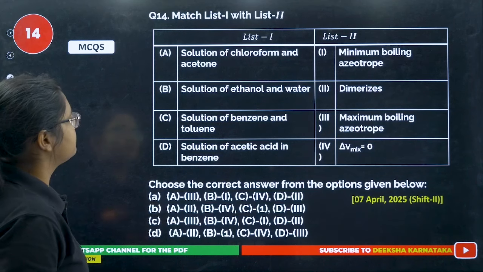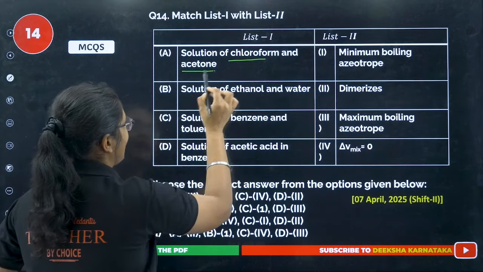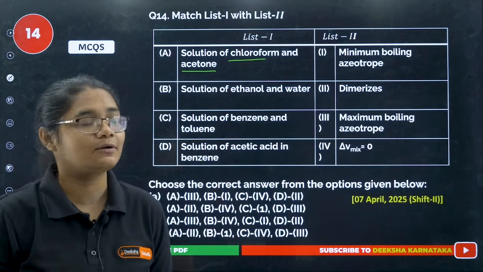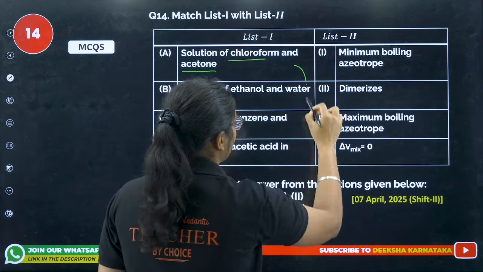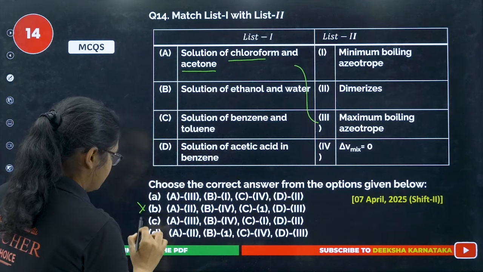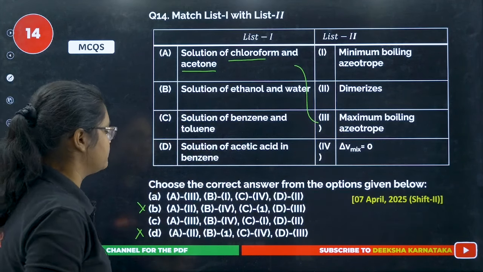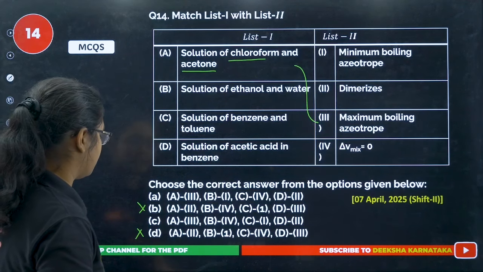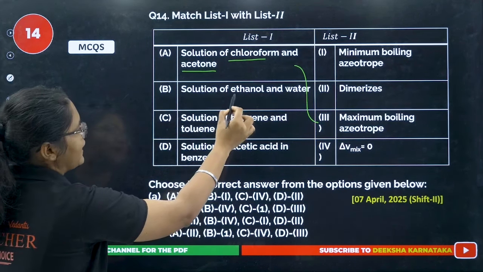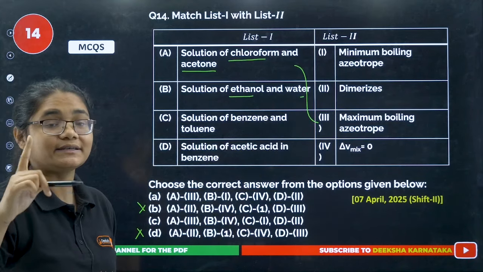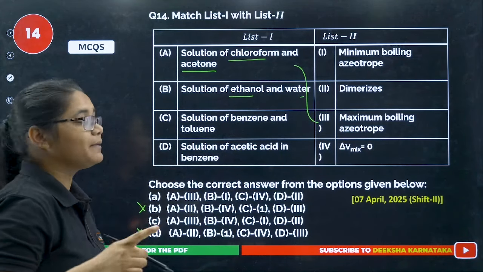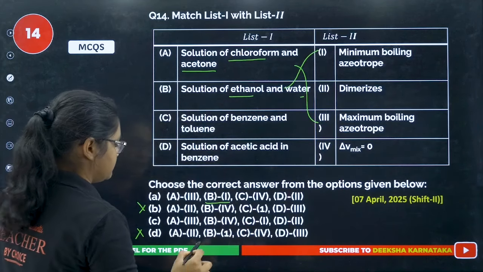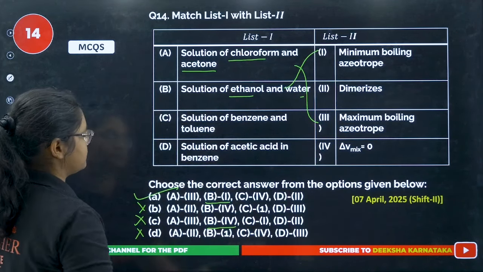Next, we have match the following here: solution of chloroform and acetone. Chloroform and acetone is negative deviation or maximum boiling azeotrope. So I have A for 3. So A3, I can eliminate first, second and fourth option. Next we'll see the second option, ethanol and water. Ethanol and water is a positive deviation. That means a minimum boiling azeotrope. So B has to be 1, and here it is B4. So that is option number A.